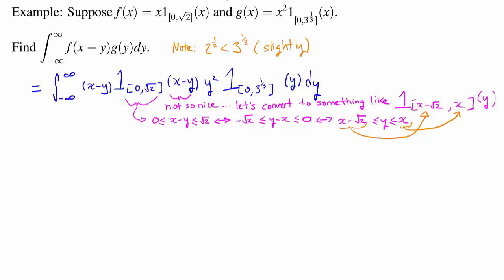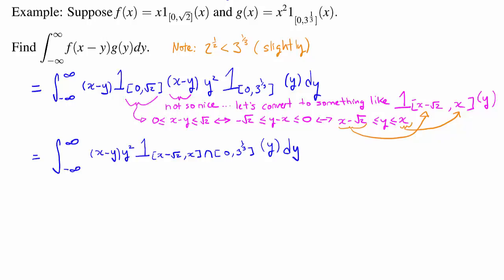And so this simplifies the resulting integral down to the integral from minus infinity to infinity of (x - y) times y squared times the indicator of the closed interval from x - root 2 up to x, intersected with the closed interval from 0 up to the cube root of 3, of y, dy.